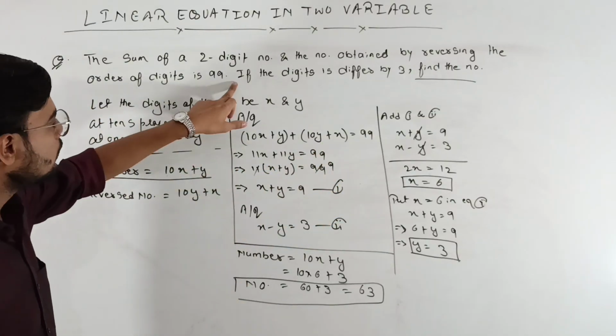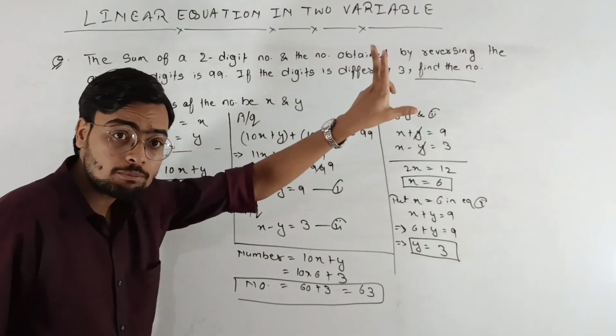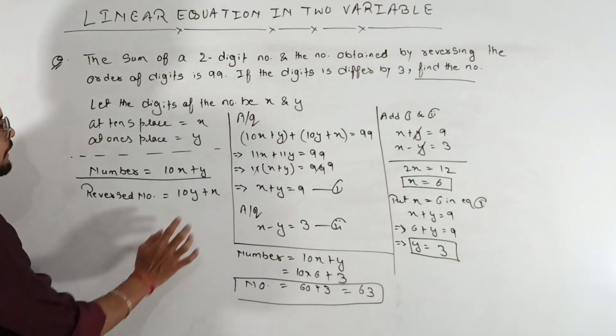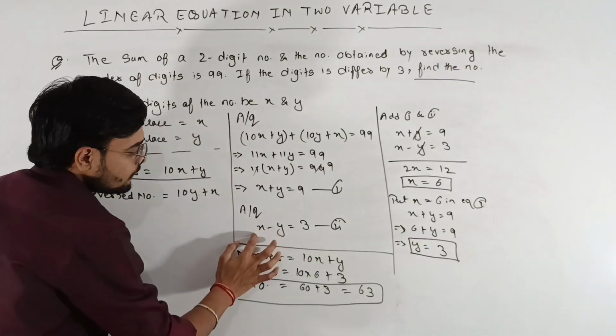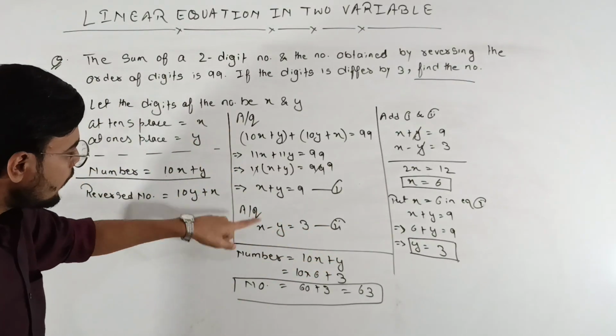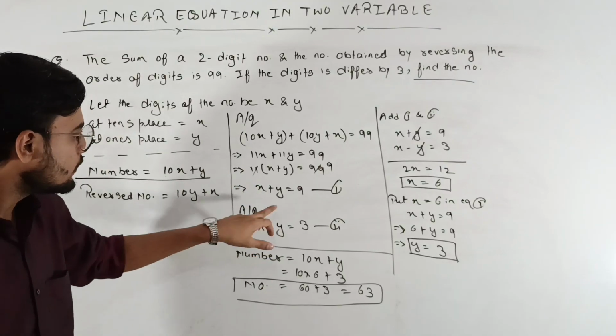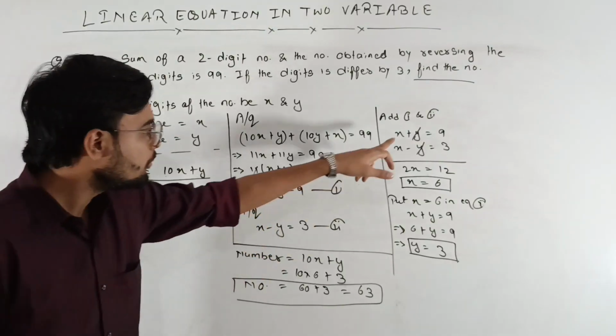Now again read the question. The digits differ by 3 in the original number. So digits of original number are x and y. So x minus y is 3. This is my equation 2. Now I add these equations. Why add? Because we have to eliminate y. If I add these two equations, then y is eliminated.